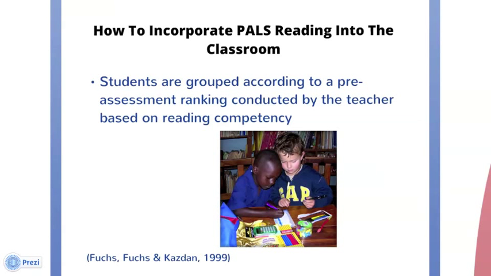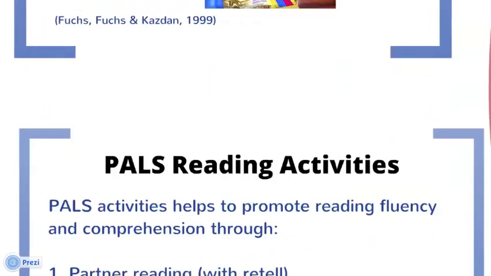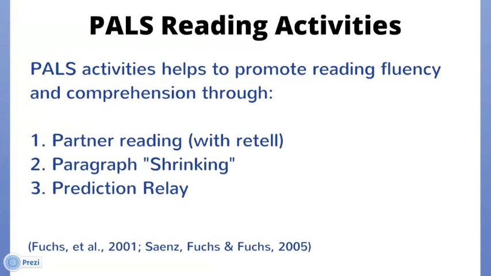Students are grouped according to a pre-assessment ranking conducted by the teacher based on reading competency. The higher performance student from the top half is paired with the highest bottom level ranking student, and the pairs continue in that respective order. The more proficient reader starts the session and reads for 5 minutes, while the less proficient reader repeats what was read for another 5 minutes. The more proficient reader acts as a model for the less proficient reader, and each student learns how to give descriptive feedback and encouragement. This PALS activity is called partner reading.